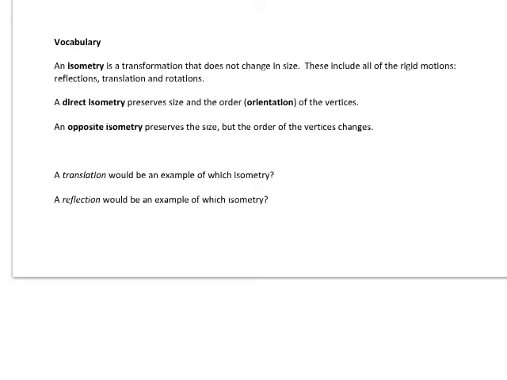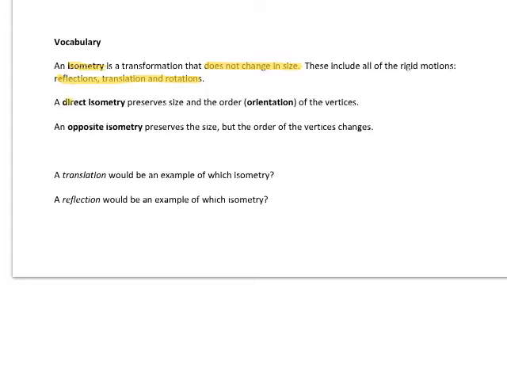So when we look at the vocabulary today, we want to define something called an isometry. An isometry is a transformation that does not change in size. These include the rigid motions: reflections, translations, and rotations. All three of those are called isometries because they don't change the shape and the size of the image.